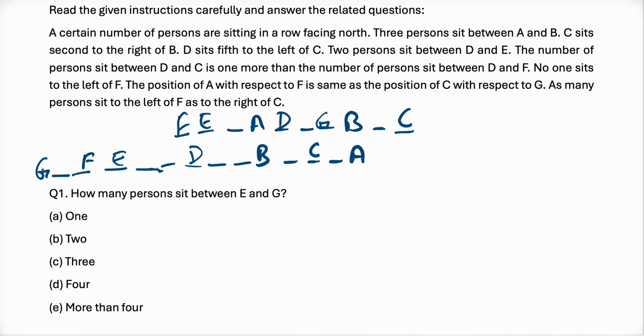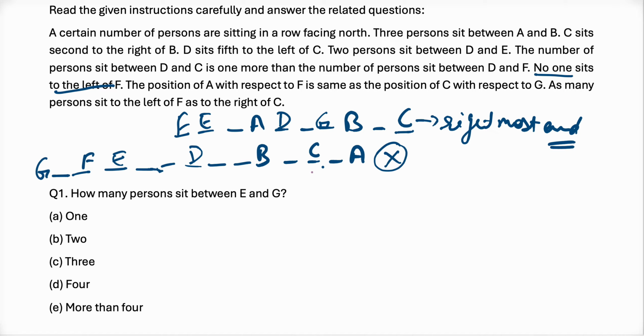But we already know that F is at the leftmost end of the row. So this eliminates our second case and we are only left with one case. Further, it says that as many persons sit to the left of F as to the right of C. Since no person sits to the left of F, therefore no person should sit to the right of C. So C is at the rightmost end of the row.